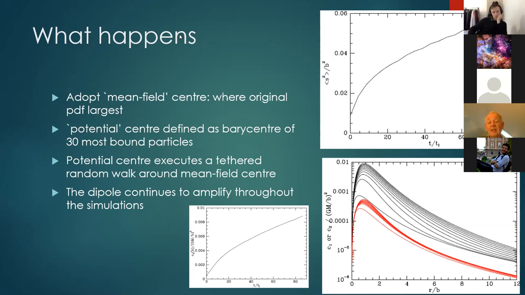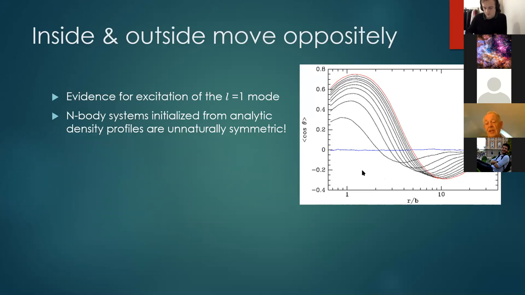This is shown here. This is showing the expectation value of the distance squared from the center as a function of time, averaged over all these simulations. And this is showing the amplitude of the dipole contribution. So what's happening is that the middle of the cluster is wandering away from where it was set up to be, whereas the outer part of the cluster is not going anywhere very much. So the middle is moving with respect to the outside and creating a dipole gravitational field. And this is further evidence. I'm running out of time, so I'm going rather fast now, but this is further evidence of this wandering of the middle with respect to the outside.